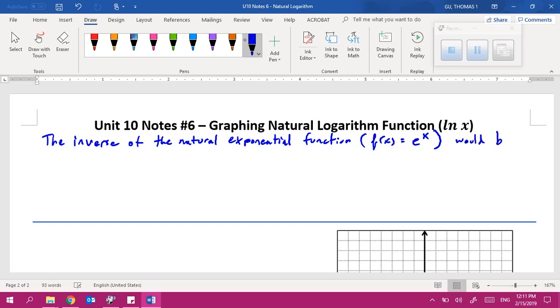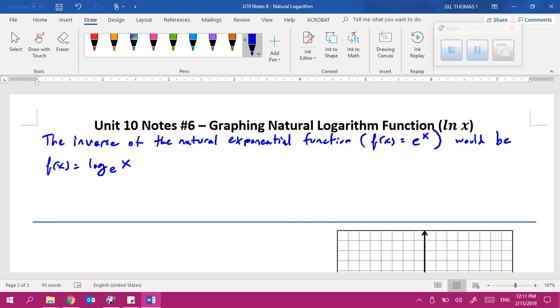Can anybody guess this? Actually, most of the classes did guess what the inverse would be. What kind of function is the inverse of exponential? Logarithmic. So the inverse would be f of x equals log, what do you think the base is? E of x. Exactly. Very good. F of x equals log base E of x. All right, that's what the inverse would be.